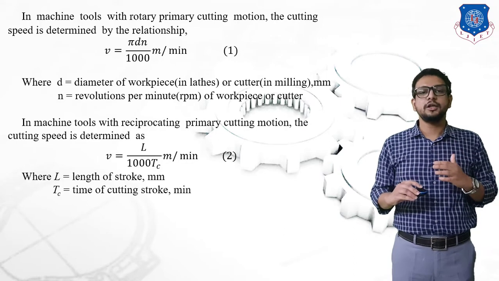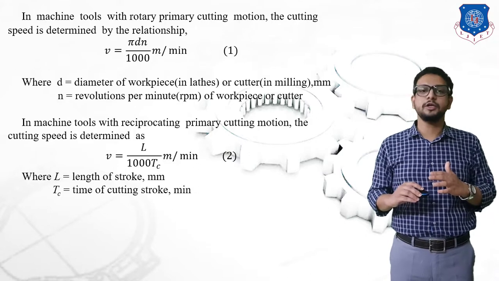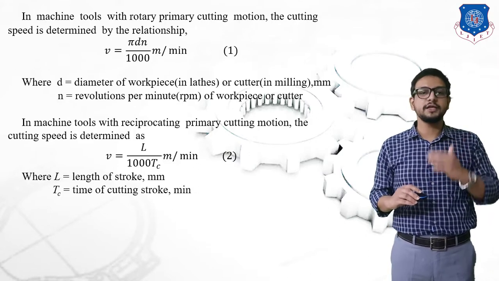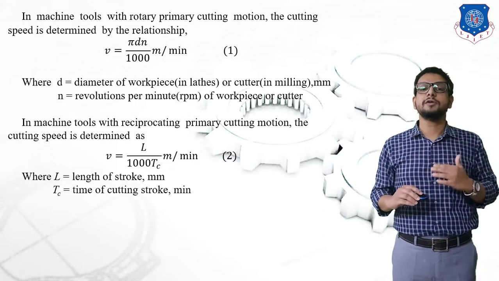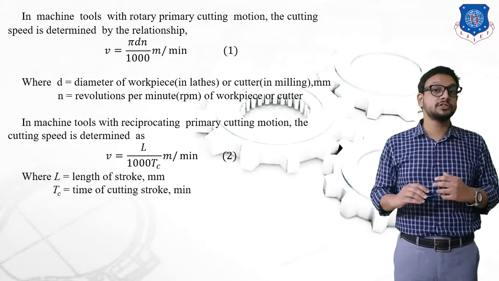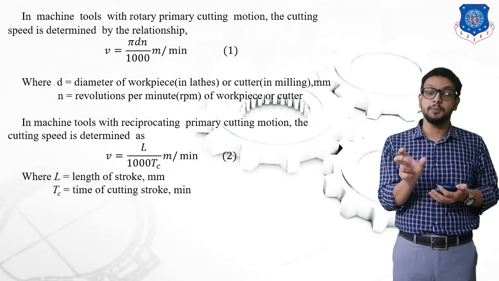Now next, in a machine tool with a reciprocating motion as the drive motion, that is the primary cutting motion, we have a different formula to determine the cutting speed. The formula is V is equal to L upon 1000 Tc. Now how has this formula come about? We know the general formula of velocity. Velocity is equal to distance traveled upon time taken, right?